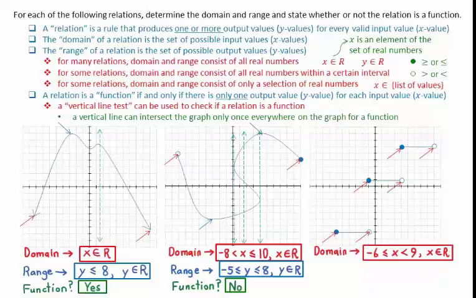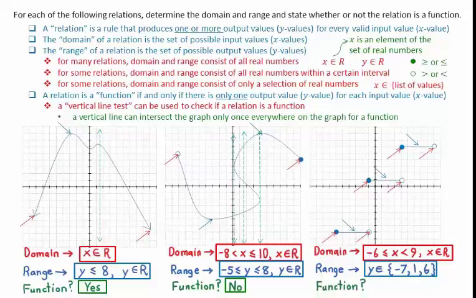For the range, note here that the y value can only be certain discrete quantities. We have to say y is an element of, and then inside some set braces, y can be -7. For the second portion, y can be 1. And for the third portion, y can be 6.